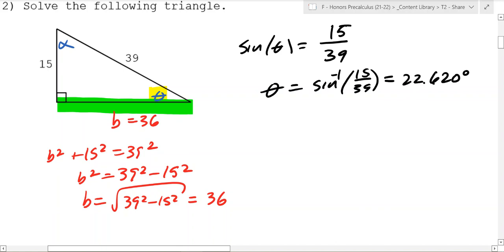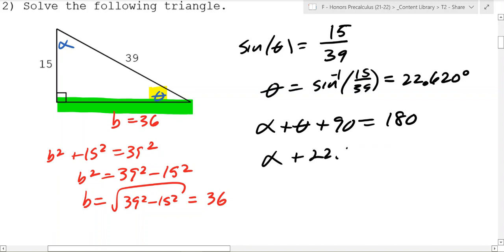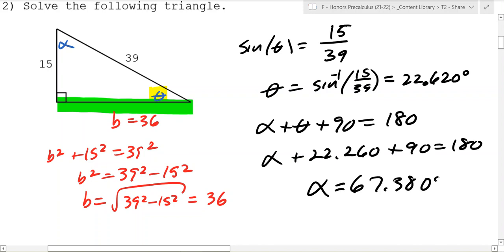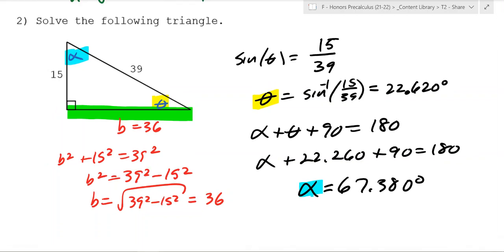And then you don't have to do much more to get alpha, because you know that alpha plus theta plus 90 equals 180, because the internal angles of a triangle add up to 180. So therefore alpha plus 22.620 plus 90 equals 180. So therefore alpha, when you do this out, is going to be equal to 67.380 degrees. So we have found alpha and we have found theta. We have now solved this triangle because we have the missing side length and the missing 2 angles.